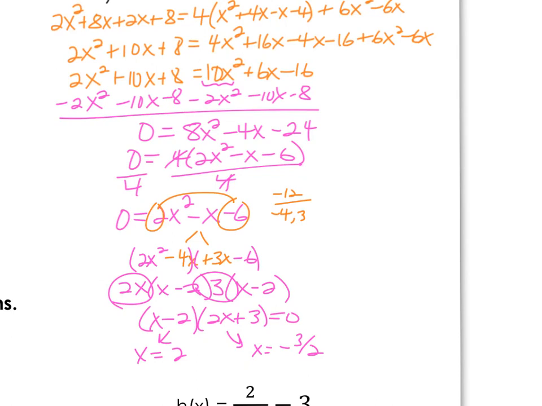Go back up to the very top. Are either of those our restrictions? And that answer is no. Therefore, we get 2 solutions. That is 8.6.